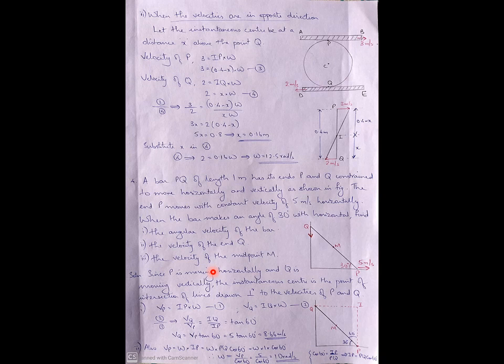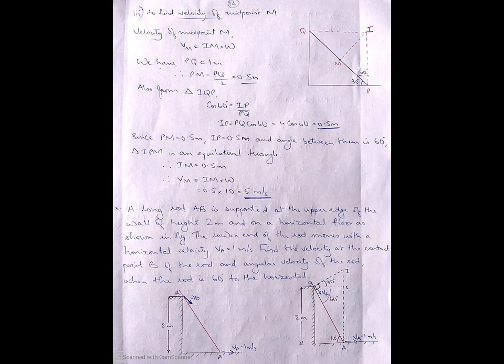Now there is one more part, the velocity of the midpoint M. To find the velocity of the midpoint M, again, this is the instantaneous center. We will be drawing a line from I to M. We have velocity of midpoint M, Vm, equal to IM into omega. Now how to calculate this IM? We know this PQ is 1 meter. M is the midpoint, so PM will be 1 by 2, which is 0.5.